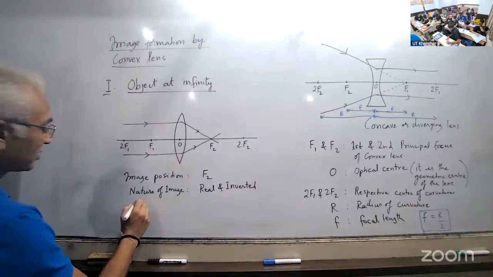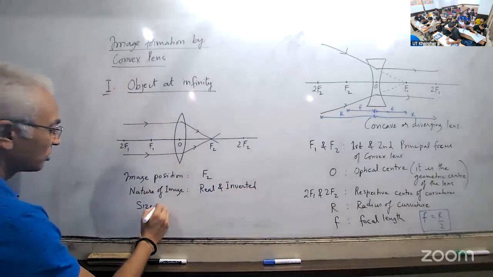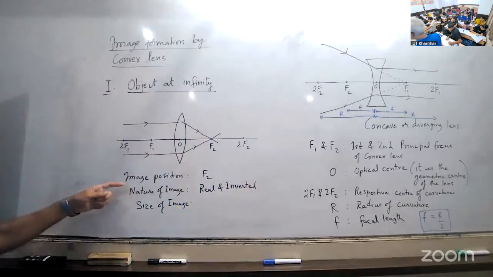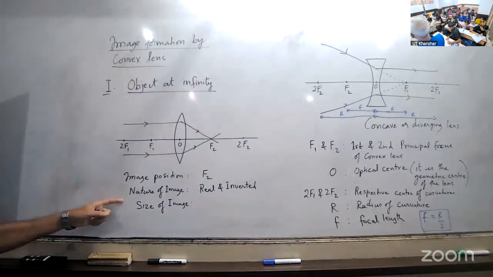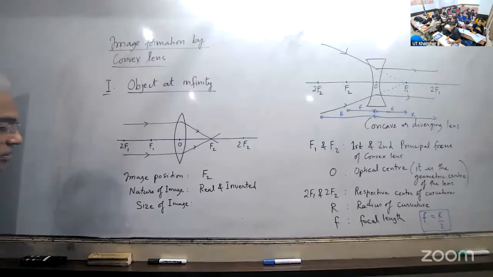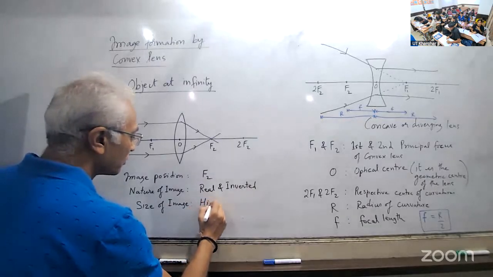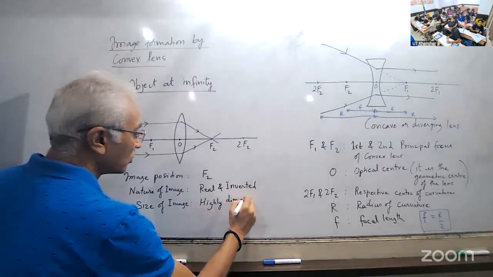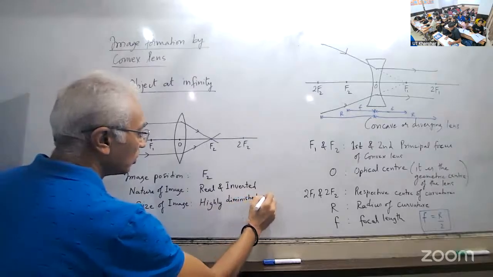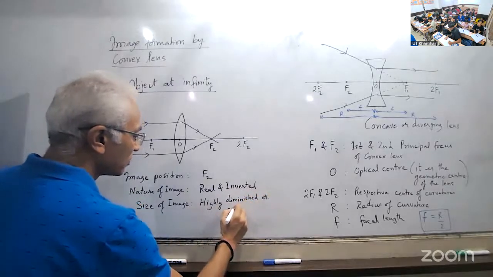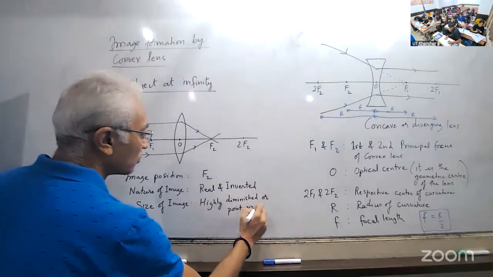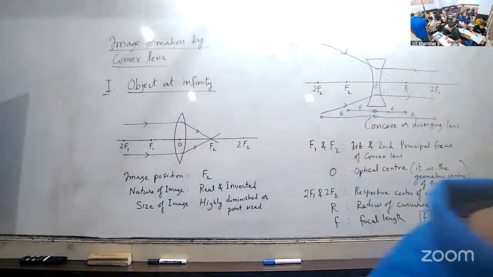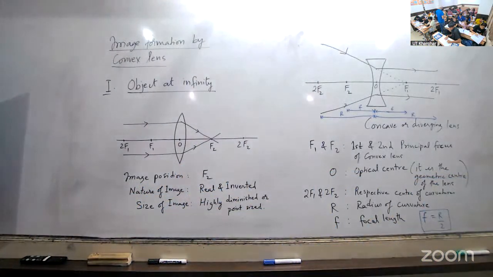Okay, what is the size? Three things about the image you have to mention. What are the three characteristics of image? Image position, nature of image, and size of image. So this is highly diminished, or point sized. So whenever the object is at infinity, this is what happens to the image.